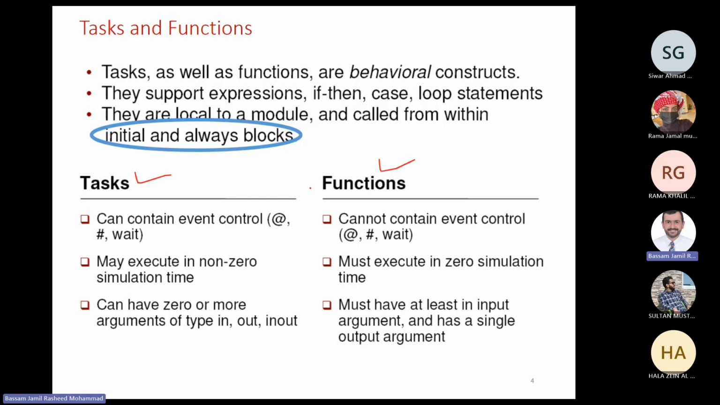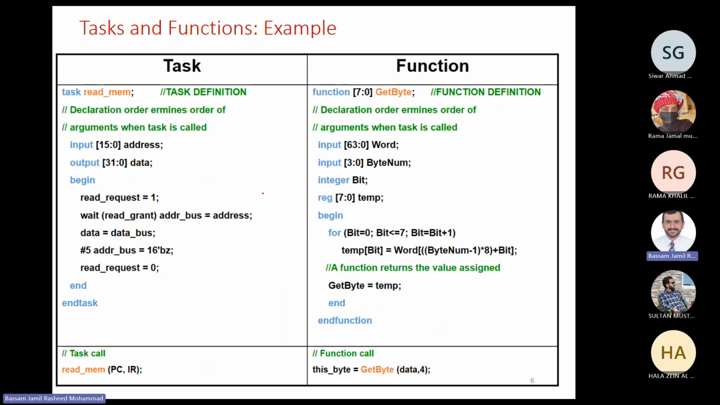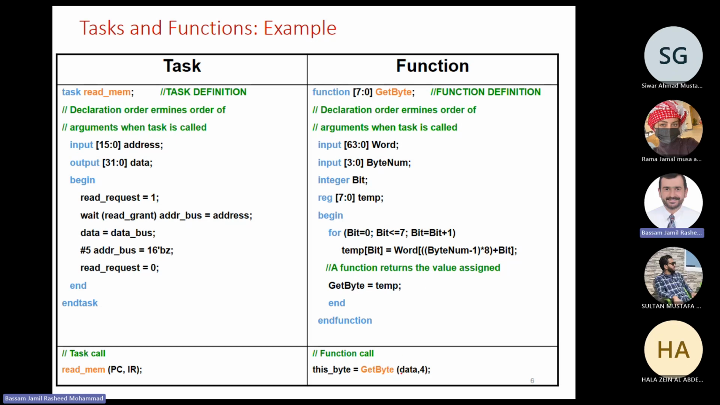Tasks are different from functions, and let's see what their differences are. I'm going to go through an example to illustrate what we mean by their differences. Suppose, for example, I need to get a byte from data. Suppose my data is 64 bits, which has 8 bytes, and I need the fourth byte.